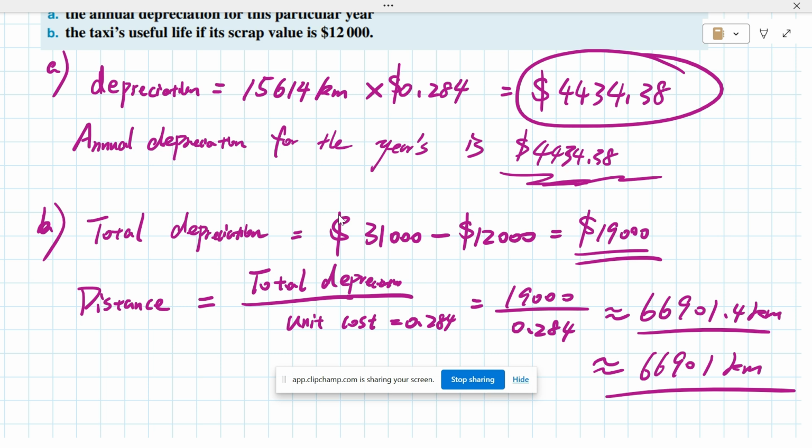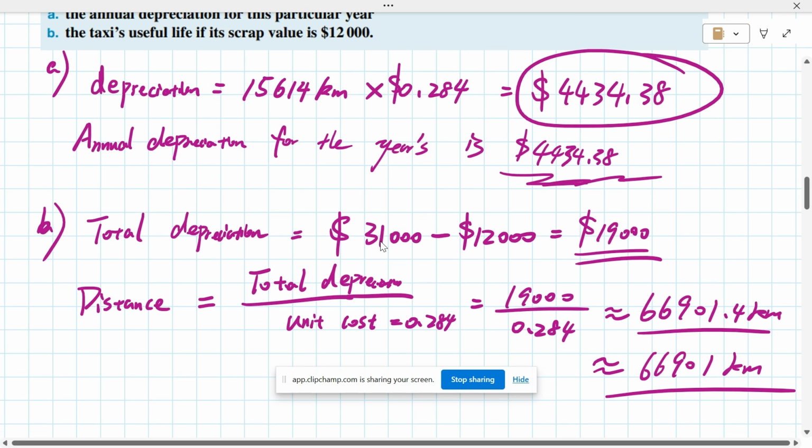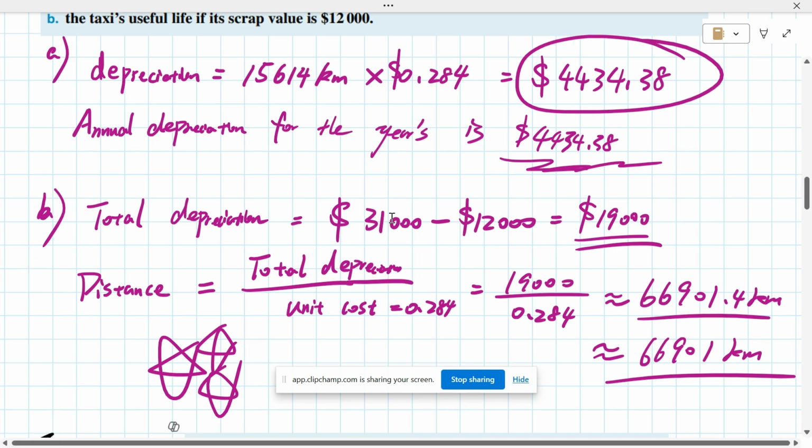So the total, 19,000 divided by the unit cost, will be 66,901 kilometers when you drive. So that's how you calculate how long you've been driving until the useful life reaches $12,000. This kind of makes sense. Hopefully this is actually useful for you guys to put into your reference.